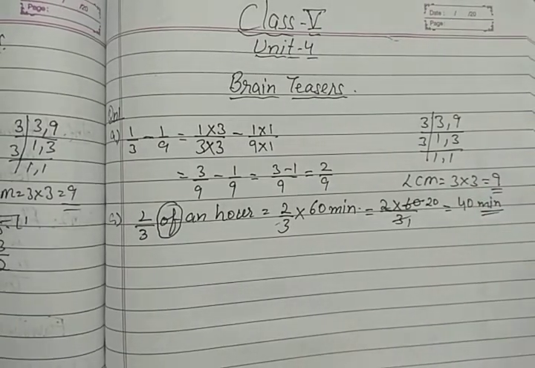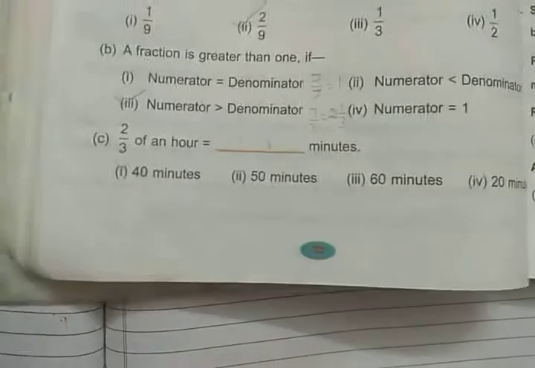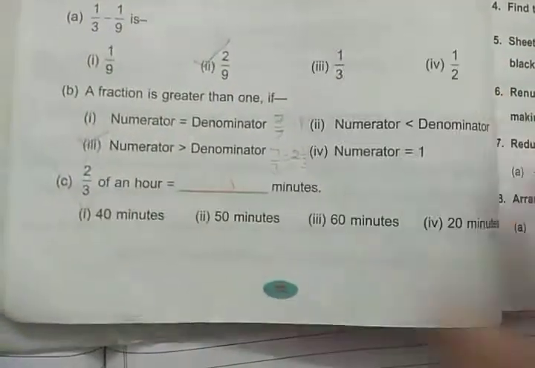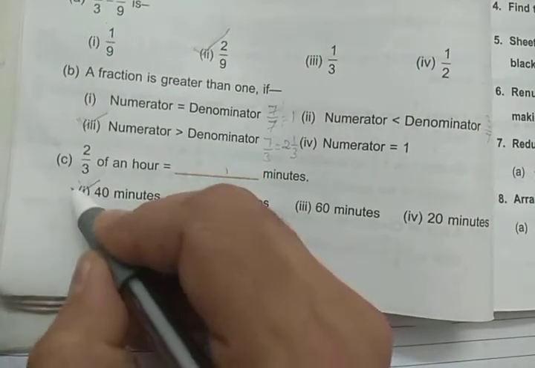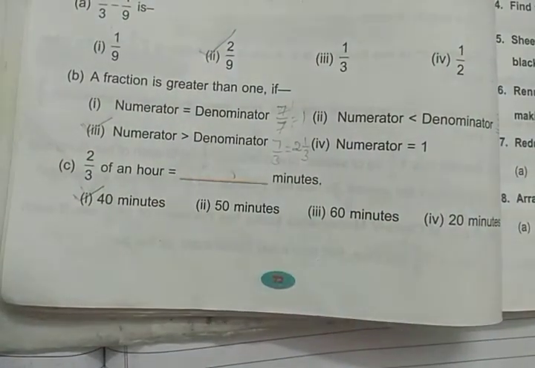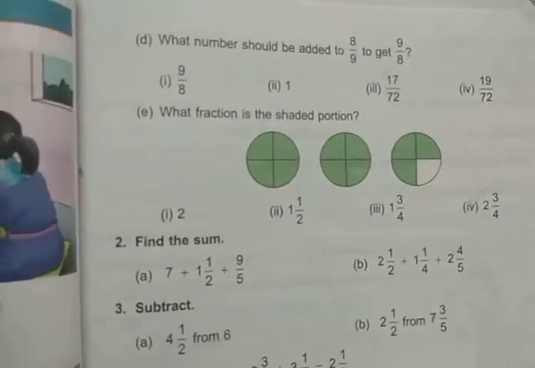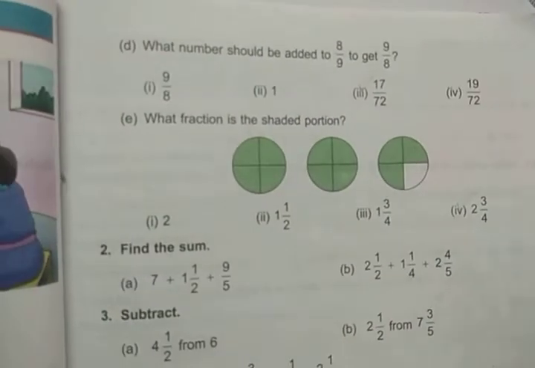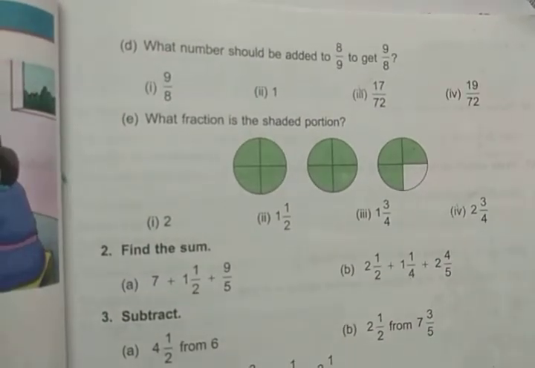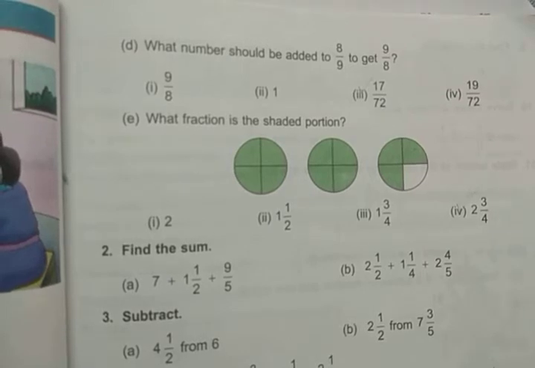So let us see, any option is there? Yes, 40 minutes is there. So this is our correct answer. Next one is D part, what number should be added to 8 upon 9 to get 9 upon 8? So what number should we add to 8 upon 9 to get 9 upon 8?